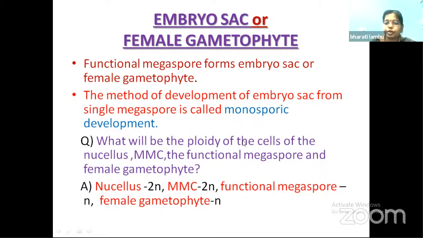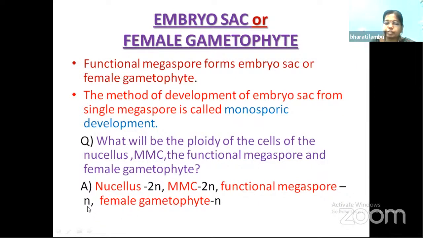So what is the ploidy of the cells of the nucellus? Megaspore mother cell, functional megaspore, and the female gametophyte. The nucellus is the tissue present in the ovule encircled by the integuments. So the nucellus is diploid, 2n. And from the nucellus, the hypodermal cell will form the megaspore mother cell. So the nucellus is 2n, which means the megaspore mother cell will also be 2n. When this megaspore mother cell undergoes meiosis to form 4 megaspores, out of these, 1 megaspore is functional.